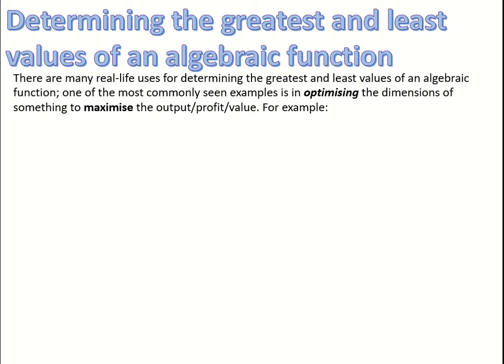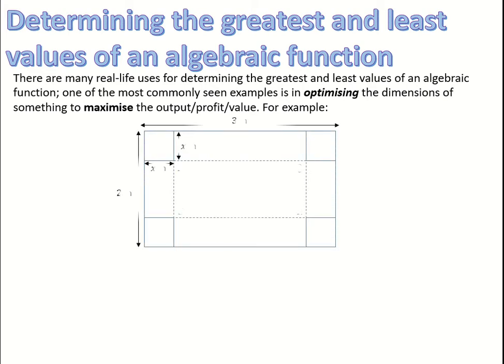There may be a graph involved. If it's a function, then there obviously will be. But in terms of actually finding those maximum and minimum values, you don't necessarily have to draw out the full graph, okay? Right, so this is an example that's used quite a lot.